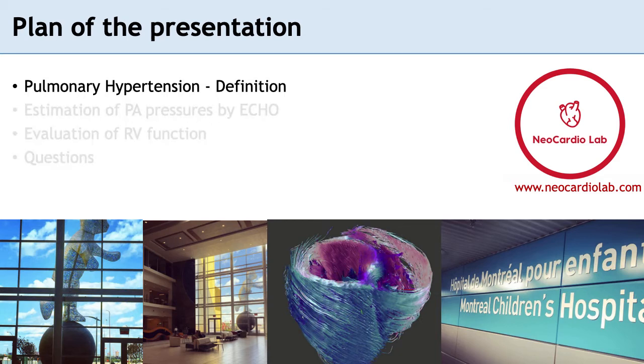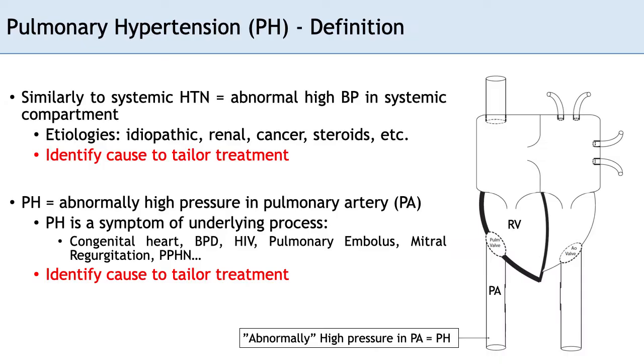So let's start with the definition. And so, similarly to systemic hypertension, pulmonary hypertension is really what we consider to be an abnormally high pressure in the pulmonary artery. Now, we know that systemic hypertension is based on certain cutoffs, what we consider to be an abnormal high blood pressure in the systemic compartment.